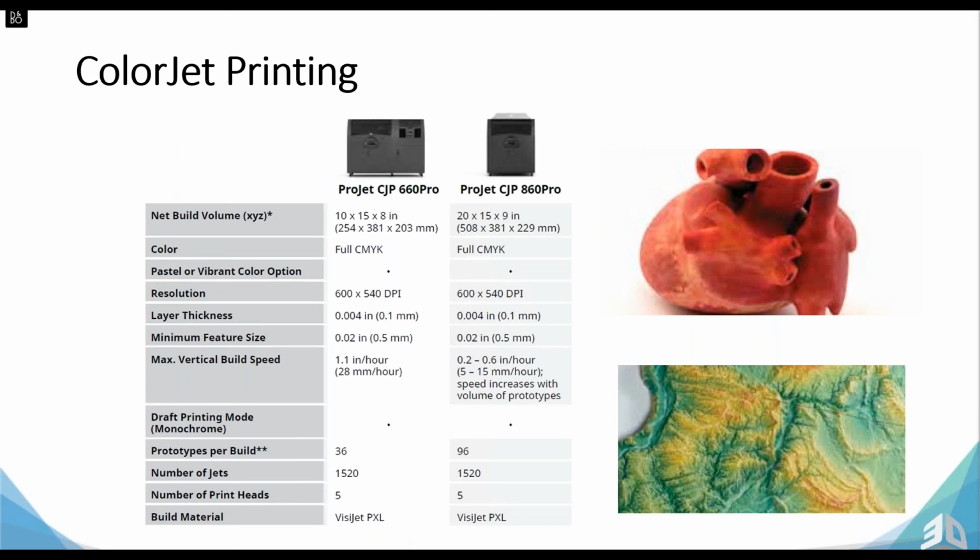Next up is color jet printing, sometimes referred to as CJP. This is a powder-based technology that's using a binding agent to create parts. Once the parts are printed, there is a post-processing step where you're essentially using a liquid glue to cure the parts so you can actually handle them without breaking. But you can print in full color on this platform.